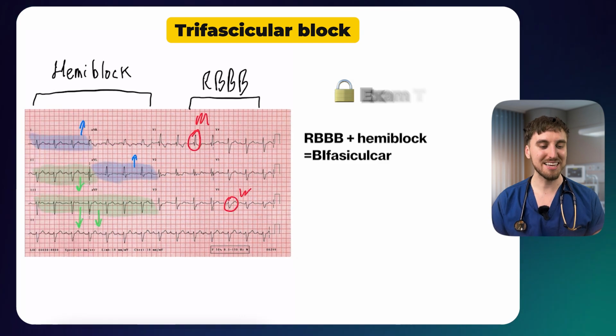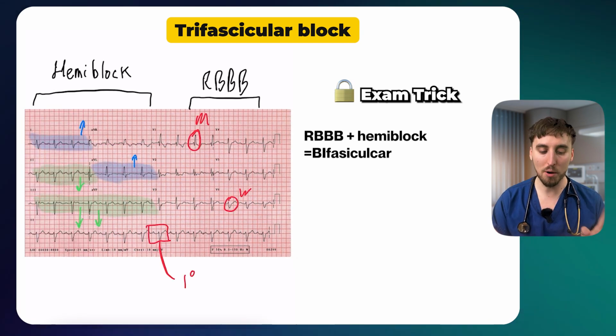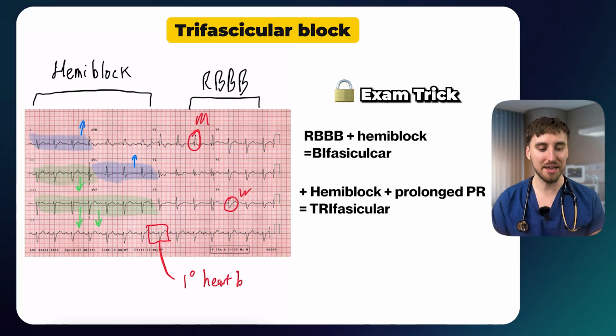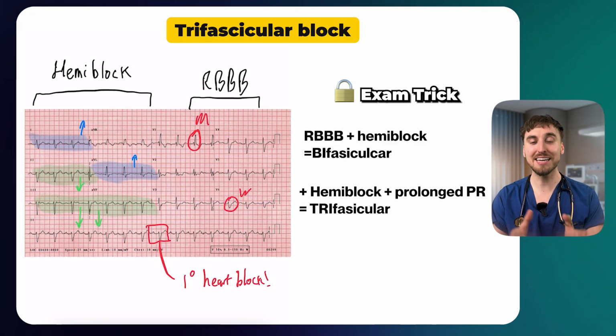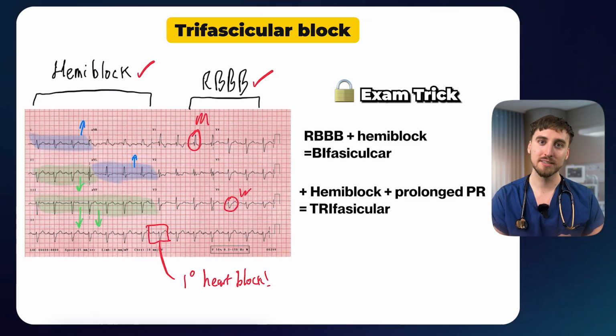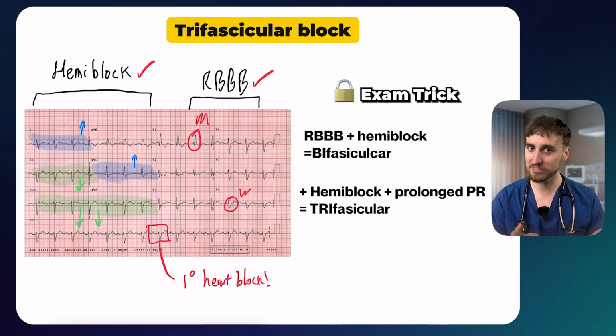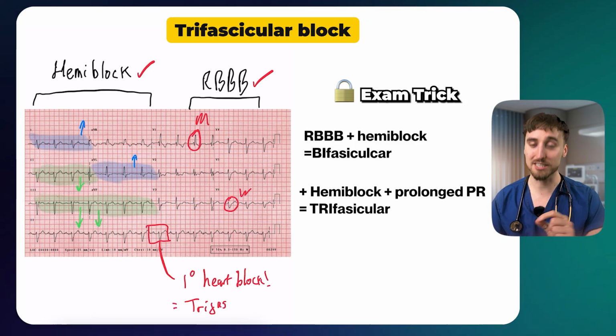A trifascicular block is made up of the same features as a bifascicular block, but this time you're adding on one more component, a prolonged PR interval. So to quickly analyze this in an exam setting, if you're given an ECG and there's a right bundle branch block, look to see if there's those hemiblock changes. If there are and there's nothing else, that's a bifascicular block. If you look at the PR interval and that's also prolonged, that's a trifascicular block.